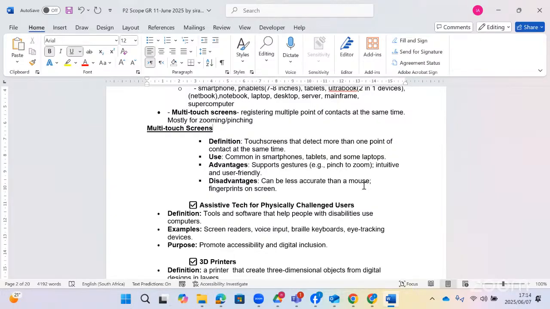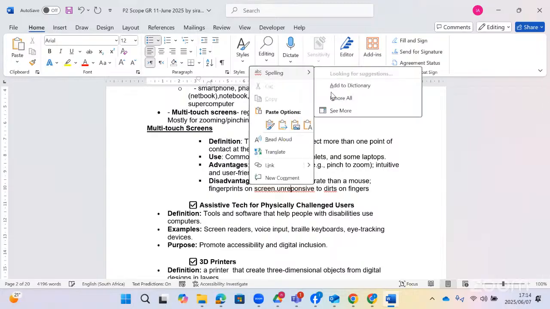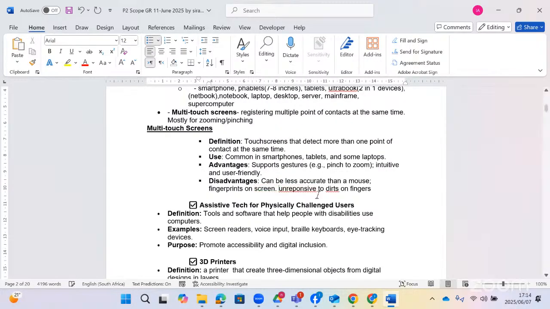Right. Then disadvantages of touch screen, it can be less accurate than a mouse. And then the fingerprints on the screen, and sometimes it is unresponsive to dirt on fingers. Right. So if you have dirt or maybe water, it will be difficult for you to respond on the screen.